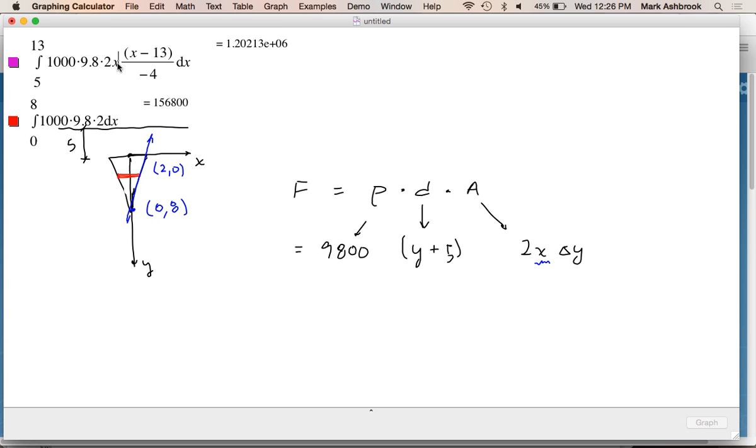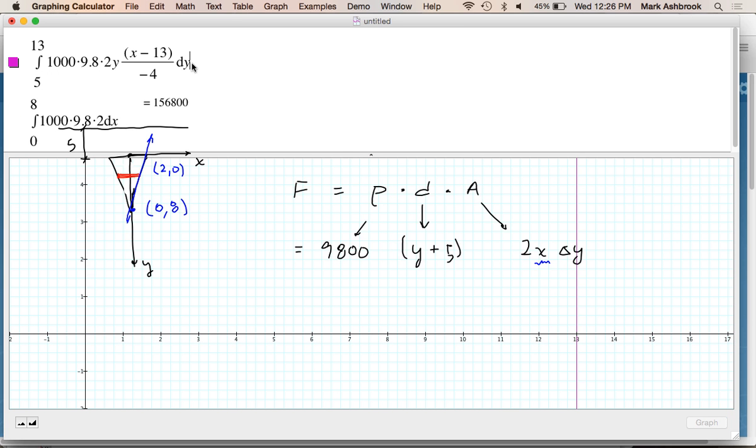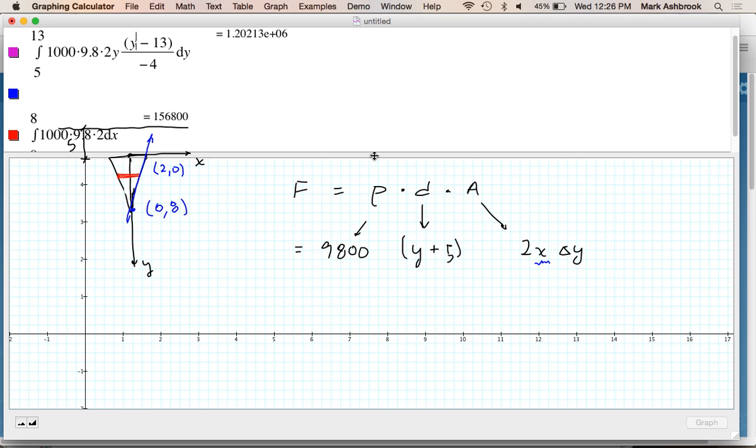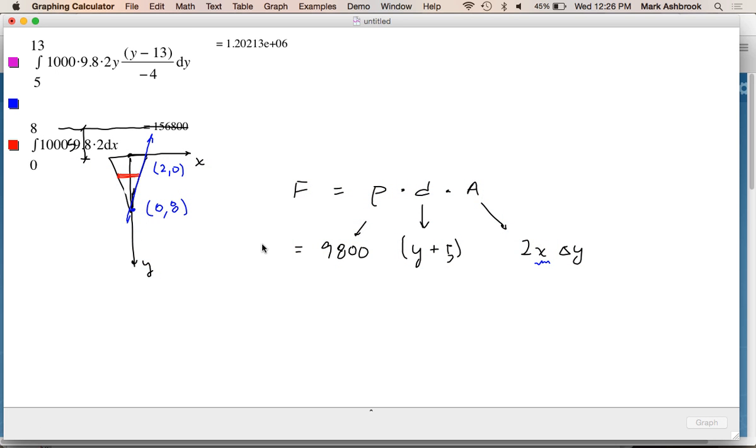So let's not make this confusing. Let's switch back to y's here. There we go. Why didn't that work? Because you have an x in the... Ah, thank you. There we go. Okay. So it's going to be times 2y still. No, that was my depth, right? So this is the y plus 5.